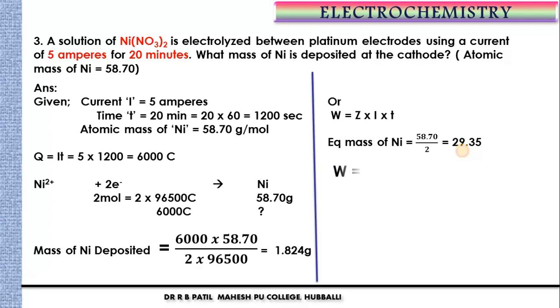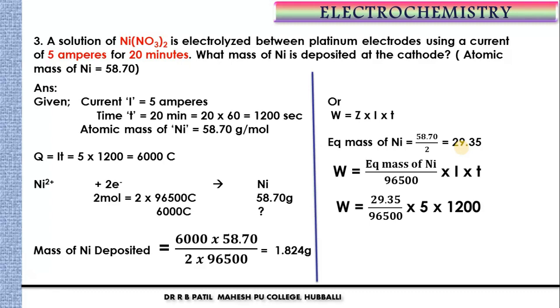So let us write the formula. W is equal to equivalent mass of nickel divided by 96,500 into I into t. So I, once again, students, 5 amperes. t is 1200 seconds and equivalent mass is 29.35. Let us substitute all these values. If I do that, then I end with once again the same answer, 1.8248 grams. I hope that you people understood this.